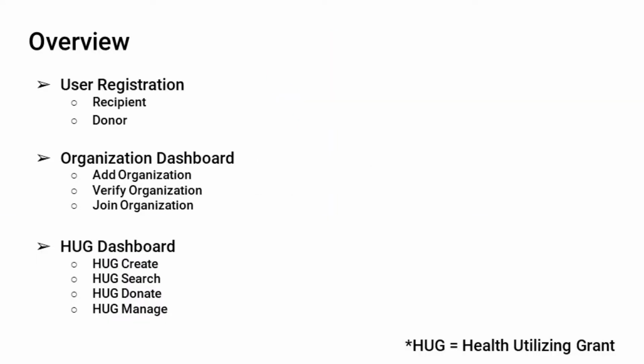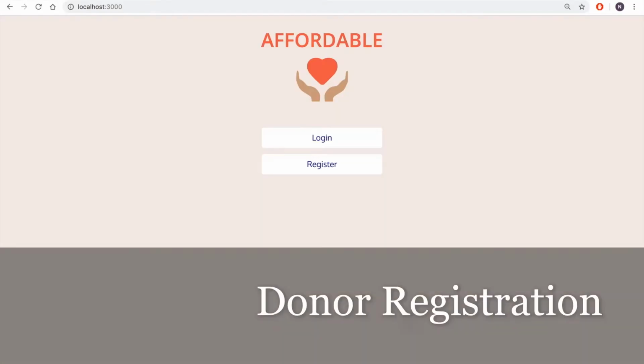In this video, we will walk through user registration for donor versus recipient. Then we will go through the organization dashboard, where a donor will be able to add, verify, and join organizations. Lastly, we will go through the HUG dashboard, where a donor will be able to create, search, donate, and manage HUGs. First, we will go through how to register a donor.